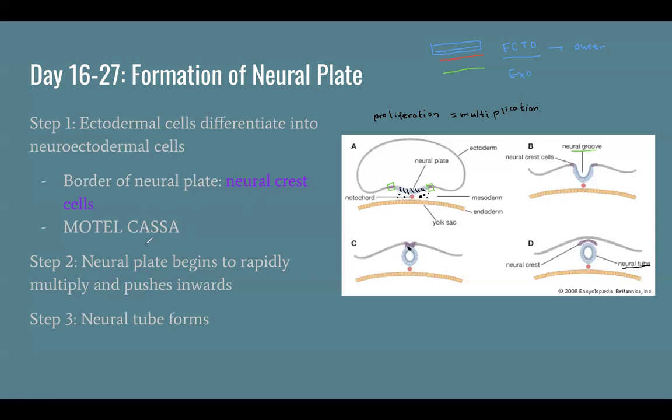And I also forgot to mention that your pia mater, dura mater, and your arachnoid mater, which are the meninges or the protective tissue on the brain, are also derived from neural crest cells.